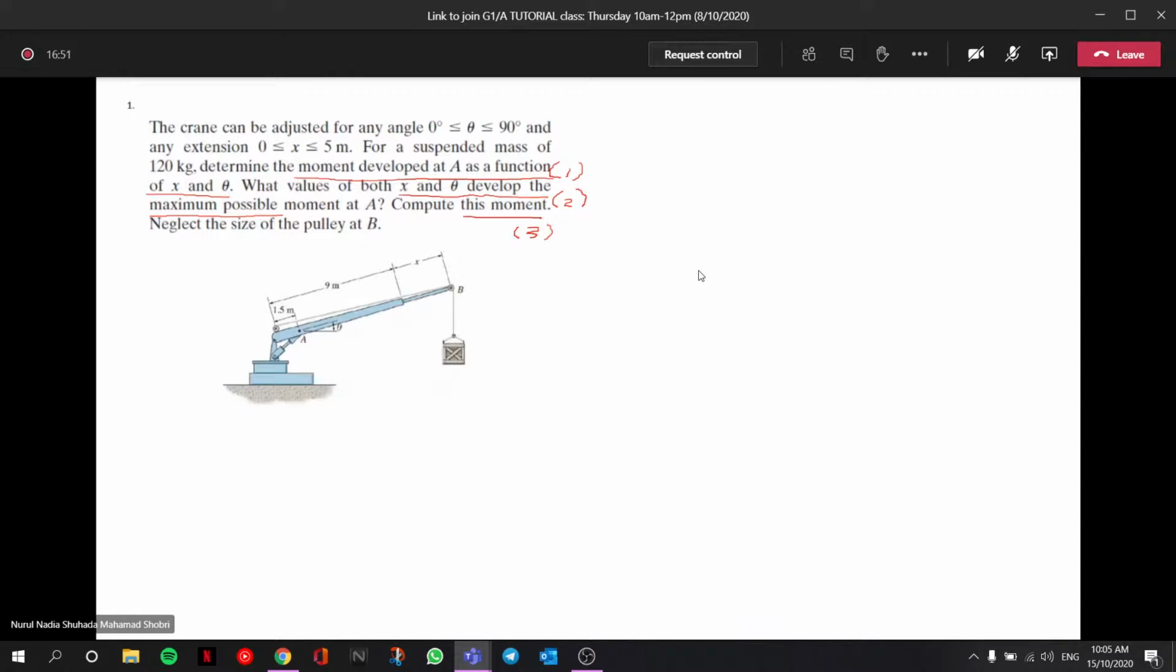So you guys can use a formula, moment equal to force times the distance. Since the first item that it asks is actually moment developed at A as a function of x and theta, that means that you guys just need to use the formula without solving the x and theta. And then after that, you find the value of x and theta, and then you find the value of the moment. So try to take 10 minutes to solve the problem, and then we will discuss how we can get the answer. Okay.